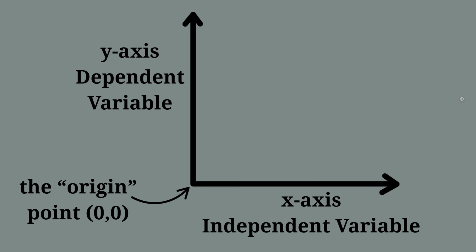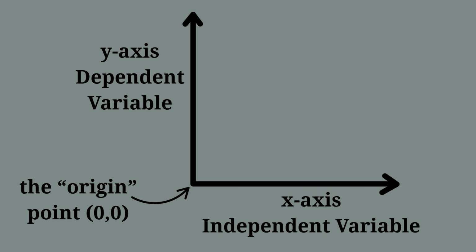All right, so here is a simple XY graph. You've seen these before, and I've labeled the point 0, 0. It's called the origin, if you don't remember that from math. We have the x-axis running horizontal and the y-axis running vertical. The independent variable is always going to be graphed on the x-axis, and the dependent variable is always going to be graphed on the y-axis.